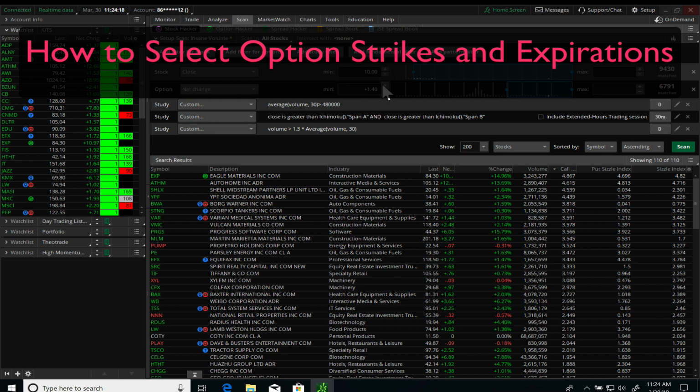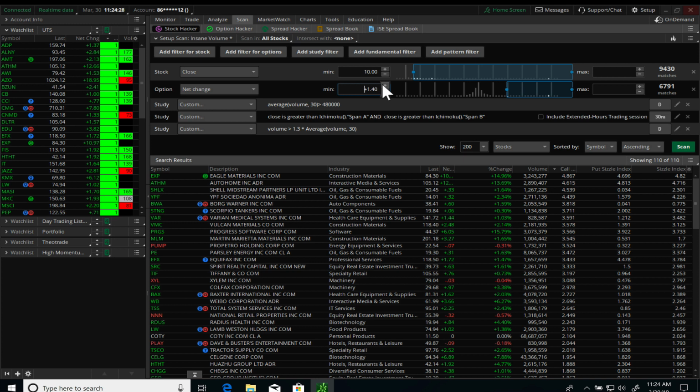I oftentimes am asked this question even in my Discord room. Well, why did you choose a particular strike price in a particular month? And those aren't selected just randomly. I just use a method, and I'm going to share that method exactly with you guys, so you can incorporate that into your trading methodology if you think it's actually useful.